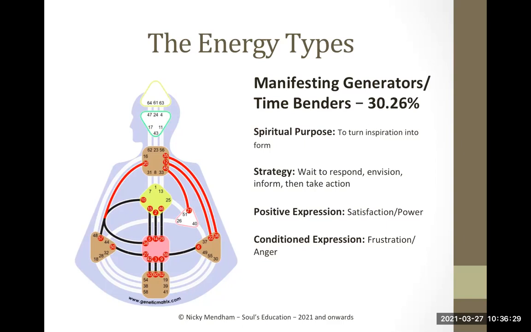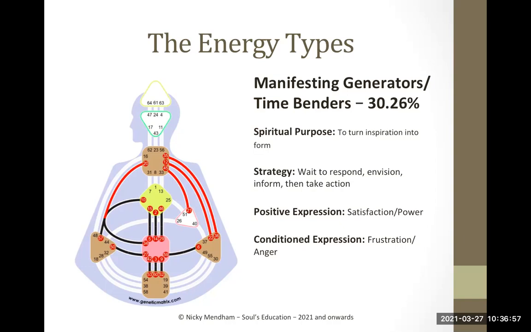So they wait for the response in the same way that the manifestors do. But once they get that realization, they envisage it, they need to inform people around them that they're going to be going off and creating and not to be disrupted, because that creates anger. And then they can take that action. And it's only at the moment that they're just about to create, go into that creative mode, will they actually know yes or no, is this for me?